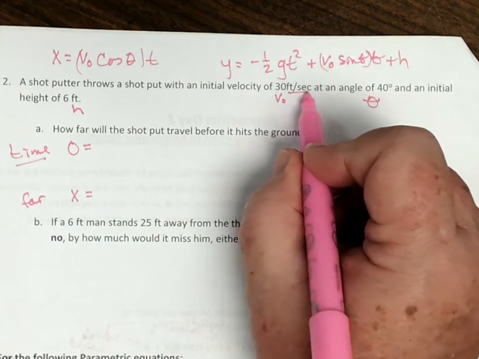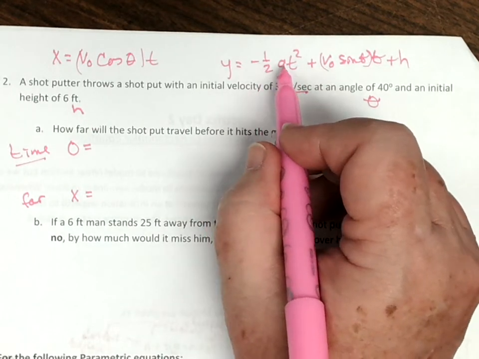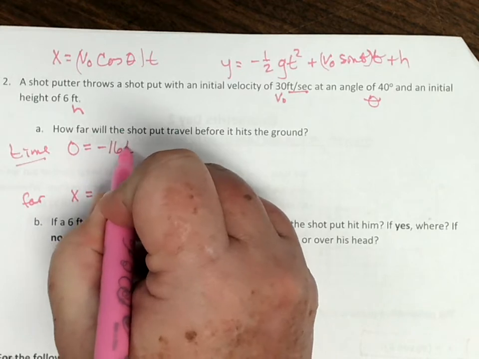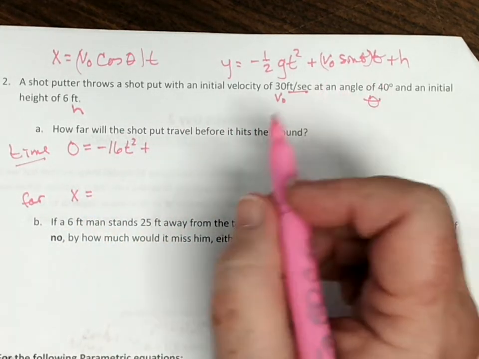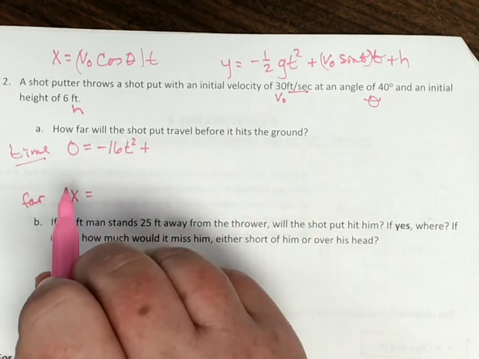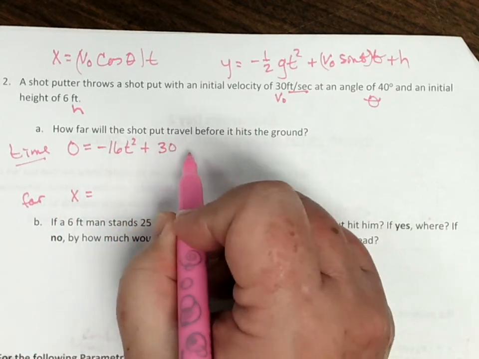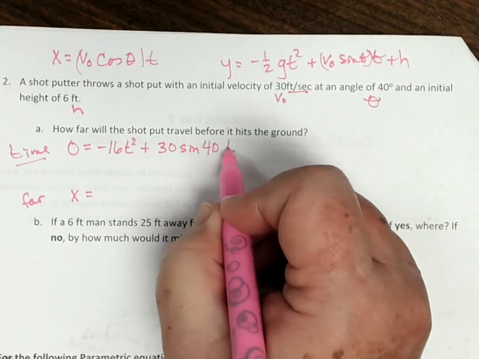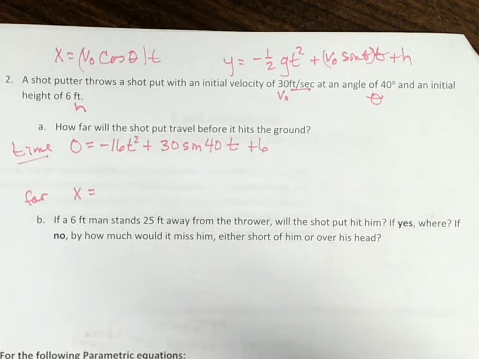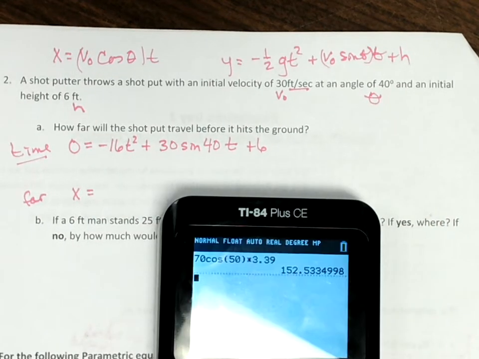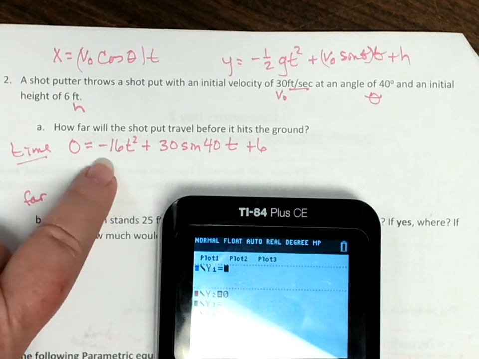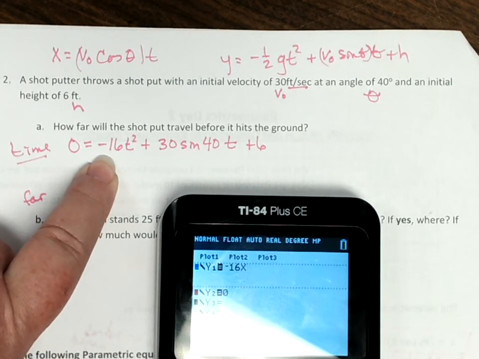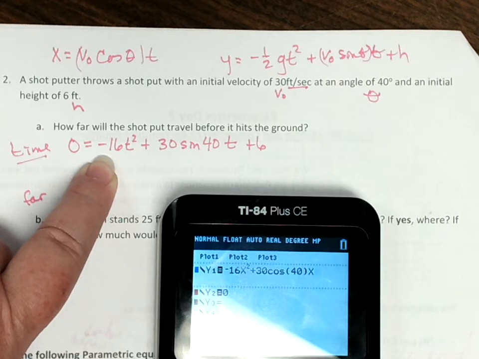We've got feet per second, so we know we're going to use 32, and negative 1/2 of 32 is negative 16t squared, plus initial velocity was 30 feet per second times the sine of 40 degrees times t, plus our initial height. I'm going to go back to my graphing calculator, go to y equals, and type in that equation. Negative 16 t squared, or x squared, plus 30 sine of 40, close my parentheses, x, plus 6.